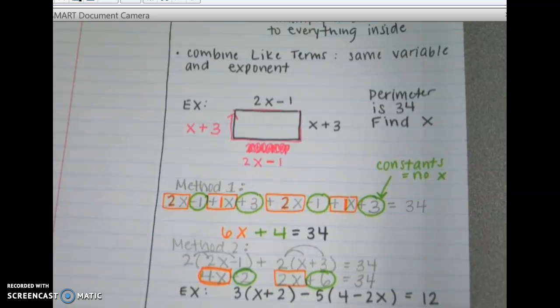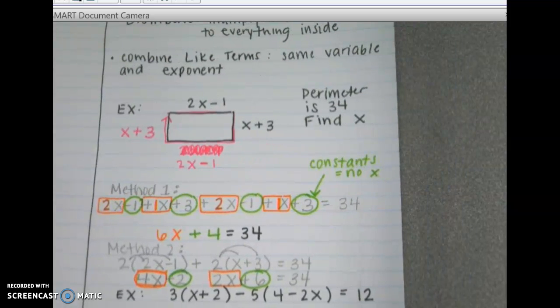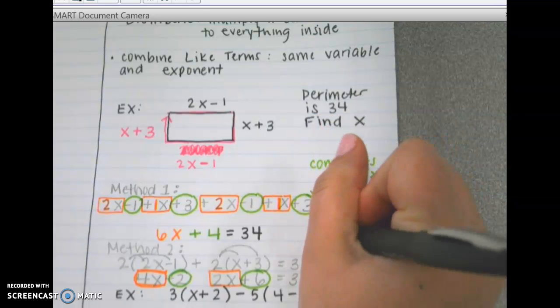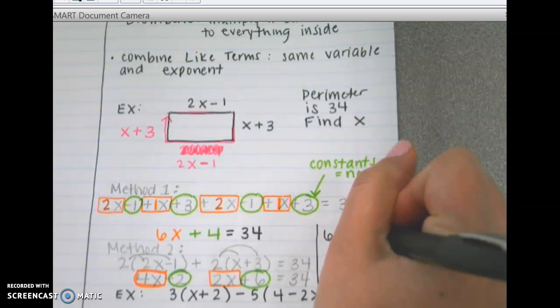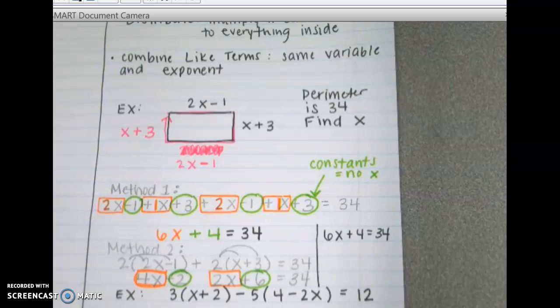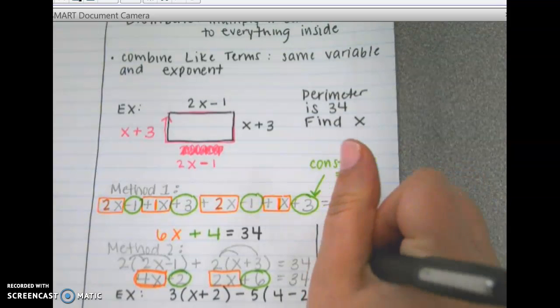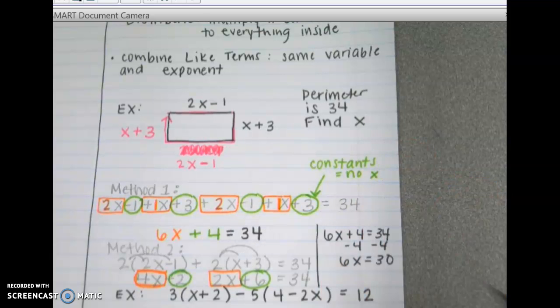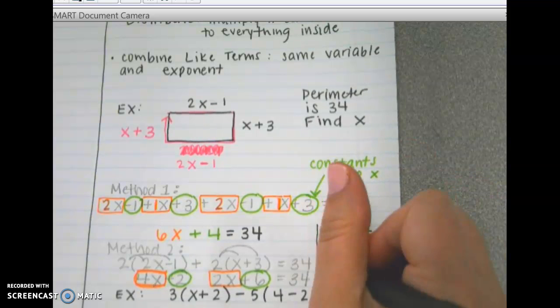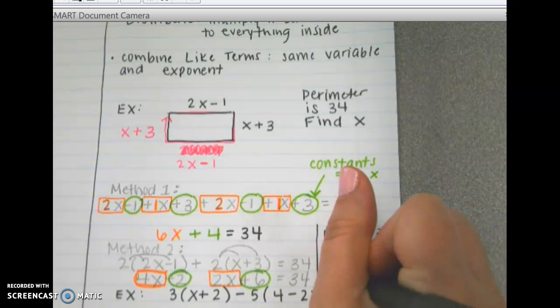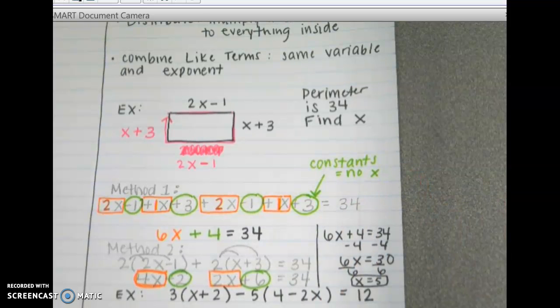All right, and I totally ran out of room here, but that is okay. We will improvise. All right, 2 steps. I'm going to subtract 4. I'm going to divide by 6. So x equals 5.